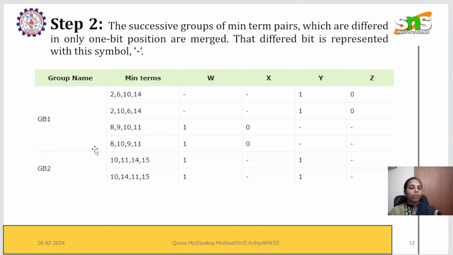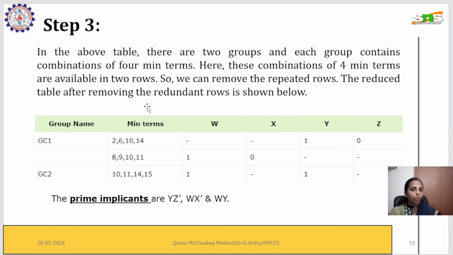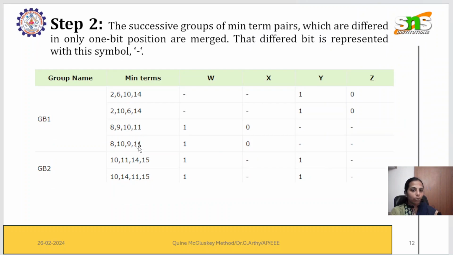Now see, the repeated redundant minterms can be replaced. Here we have 2, 6, 10, 14. Here again we have 2, 6, 10, 14. So these two are repeated cases. Only Y and Z is there. Both are similar, so replace the two by one. Only one we are using. Similarly here, these two are the same.